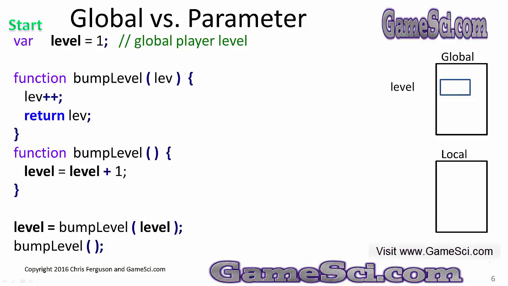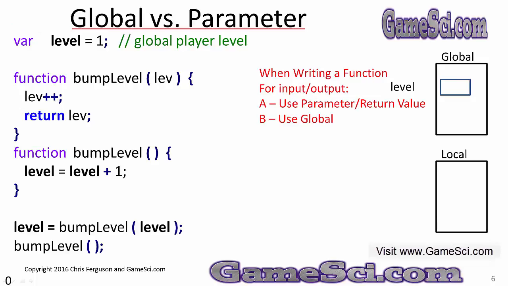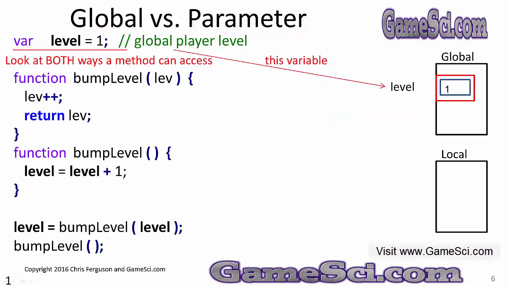Globals versus parameters. The two ways to send information when writing a function, for input and output of that function, are: option A, use a parameter and return value to send input and get output from a function; and option B, use global variables as input and output to a function. So here's a very simple example designed to show the difference between the two different techniques.